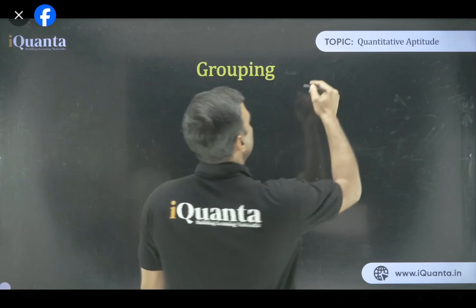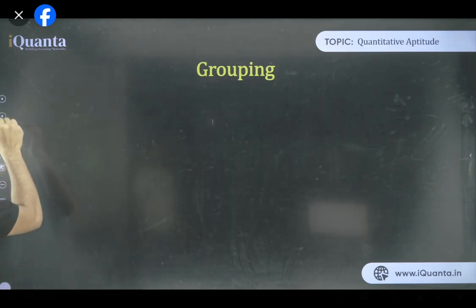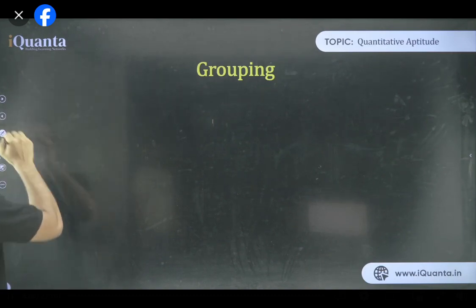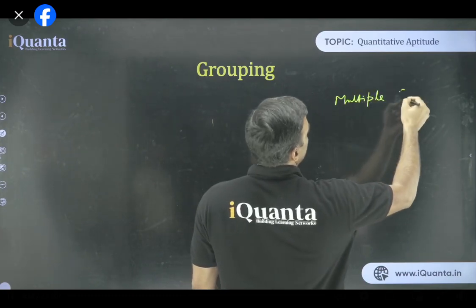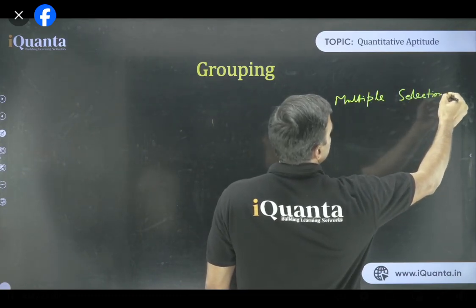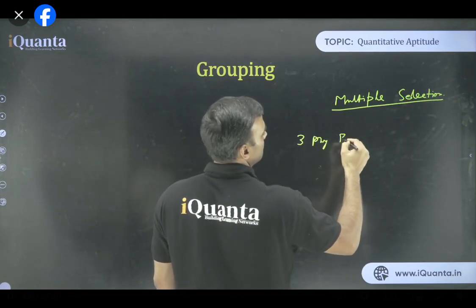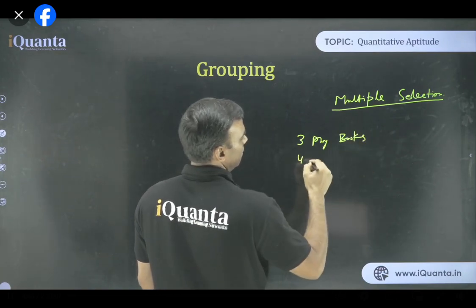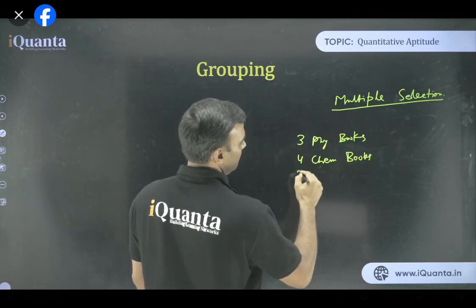All right, one child has asked something about multiple selection. I'll take that first and then we'll proceed. Multiple selection, this is what a child has asked. So I'll simply put it like this: 3 physics books, 4 chemistry books, and 5 maths books.